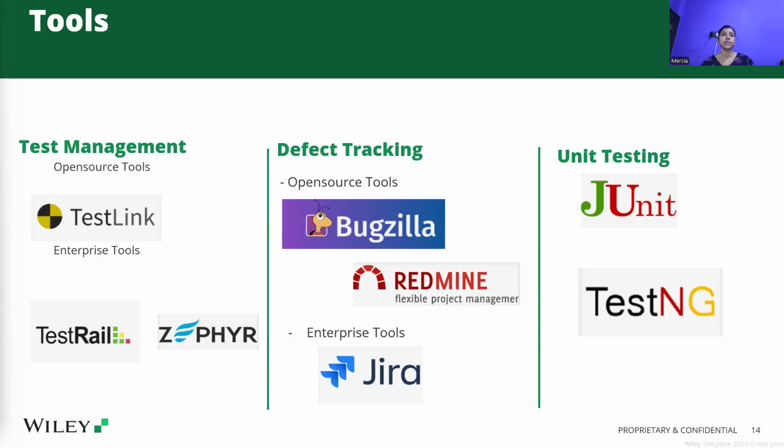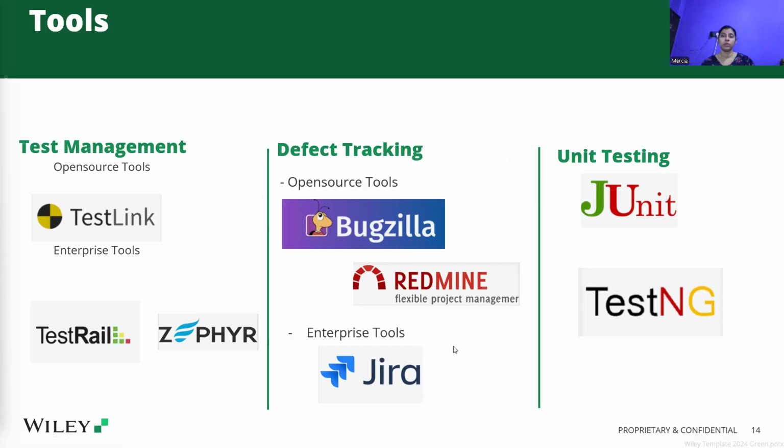So first, the test management tools. The open source tool is TestLink. The enterprise tools are TestRail and Zephyr. The one that I have shown previously was TestRail. And then we should have knowledge of defect tracking tools. The open source ones are Bugzilla and Redmine. The enterprise one is Jira. Jira is the best tool, I would say, for now. I mean, I'm using Jira.